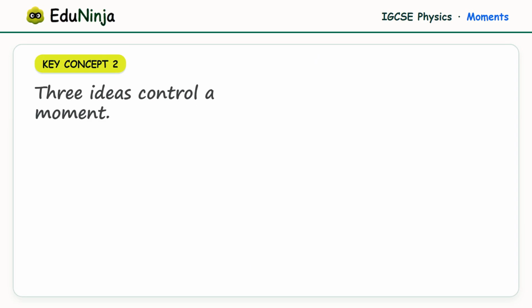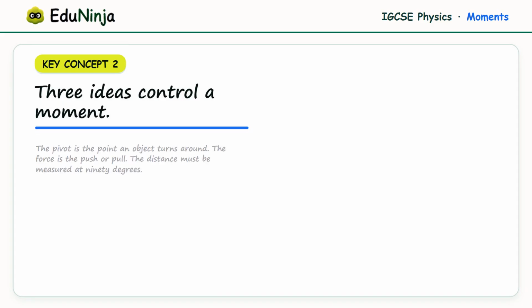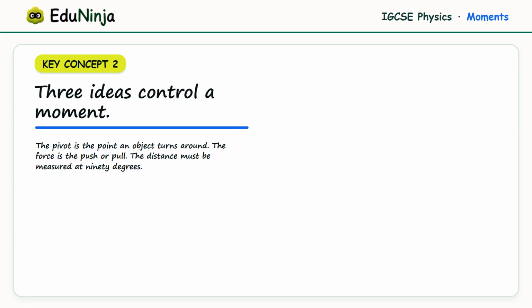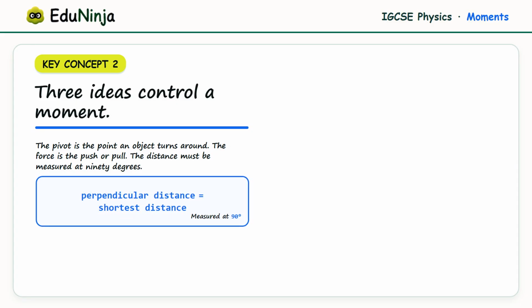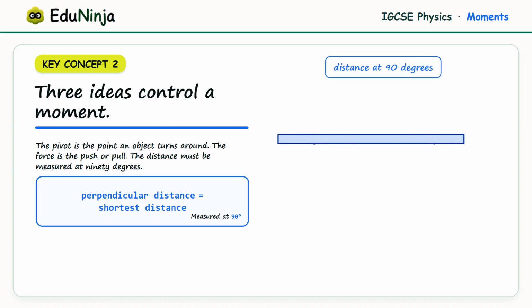Before using the formula, identify three ideas. First, the pivot is the point an object turns around. Second, the force is the push or pull acting on the object. Third, the distance must be perpendicular. That means it is the shortest distance from the pivot to the force's line of action, measured at 90 degrees.